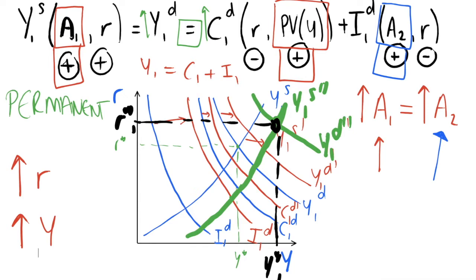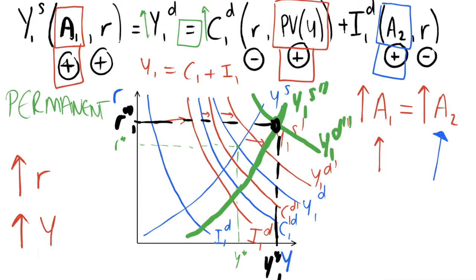So this is different from the previous model where we said a permanent increase in productivity would not have a change in the interest rate, because we aren't changing intertemporal decisions in the economy, because we only looked at consumption. And because there was a permanent increase in both periods, we didn't have any reason to change our interest rate.